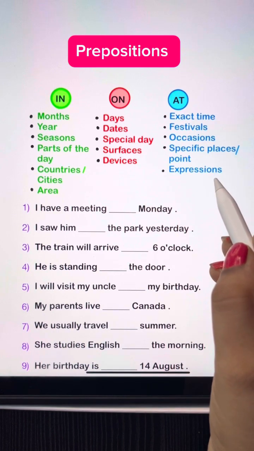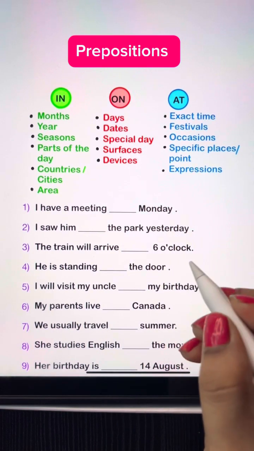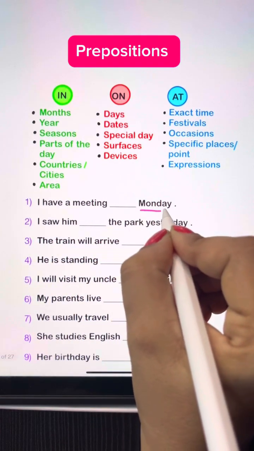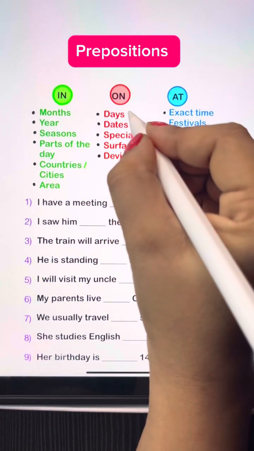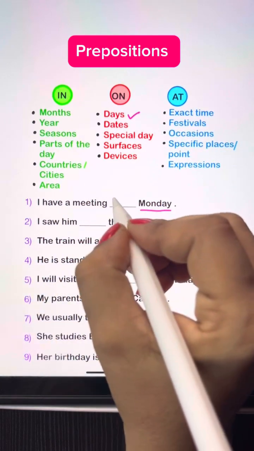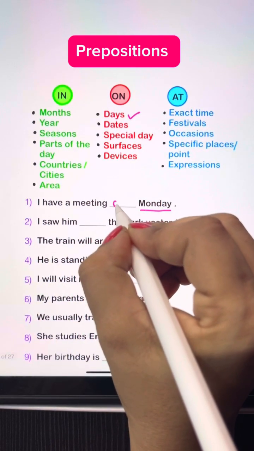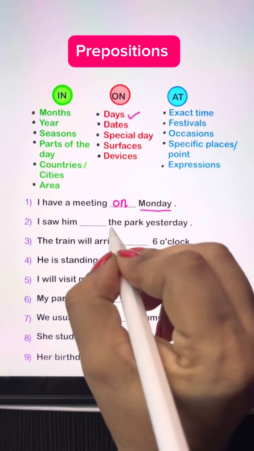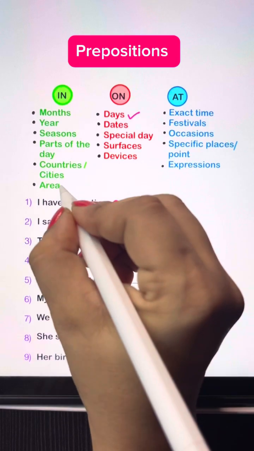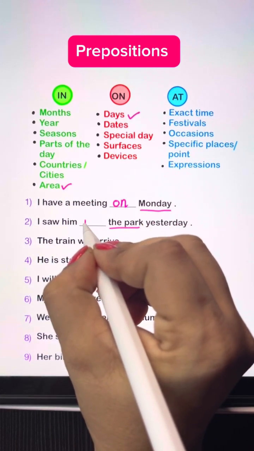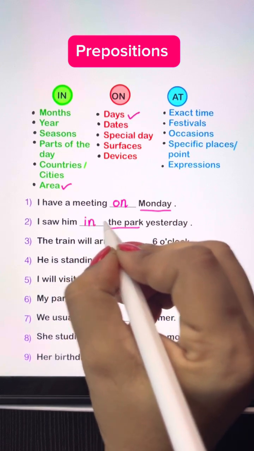Let's do this exercise for more clarification. First one is, I have a meeting blank Monday. Monday, it's a day, and for day we use on. I have a meeting on Monday. Number 2, I saw him blank the park yesterday. The park is an area, and for area we use in. I saw him in the park yesterday.